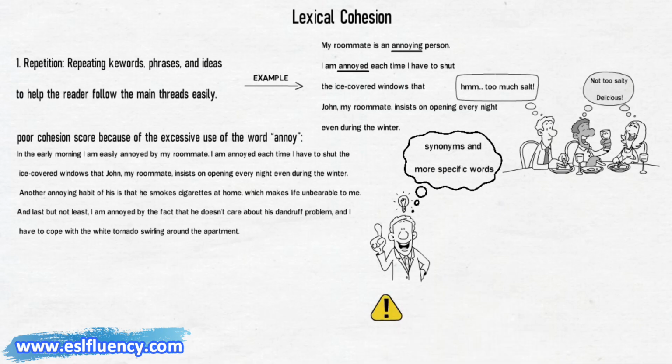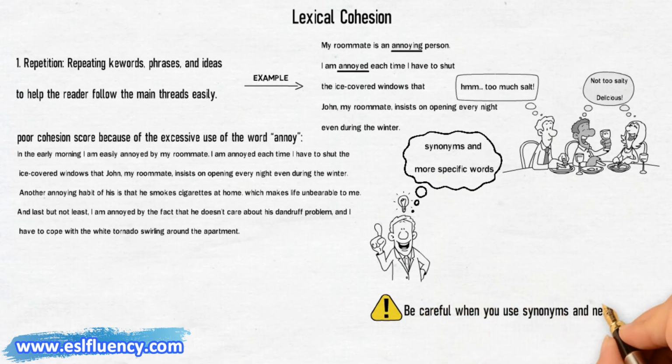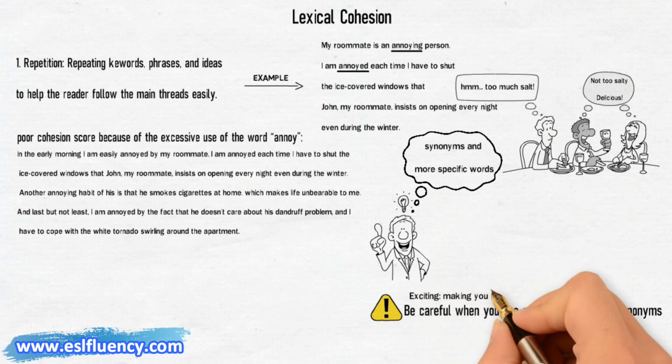But before I show you how we can improve the paragraph, let me talk about one common mistake among language learners. Many people believe that synonyms or near synonyms can be used interchangeably. For example, many students think that words like interesting and exciting are the same thing. But the truth is, they refer to two different things. Exciting means making you feel happy.